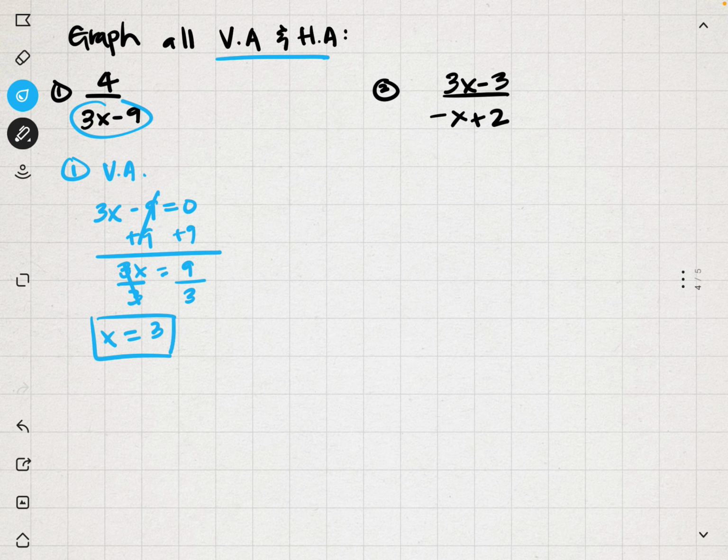For our horizontal asymptote, we're going to compare the degrees, right? So the top is degree 0 because there's no x. The bottom is degree 1 because we just have an x, no power on it. So if the top is less than the bottom, then we know that our horizontal asymptote is at y equals 0.